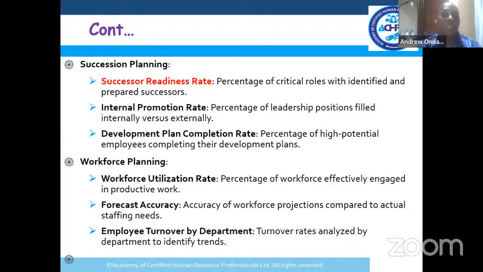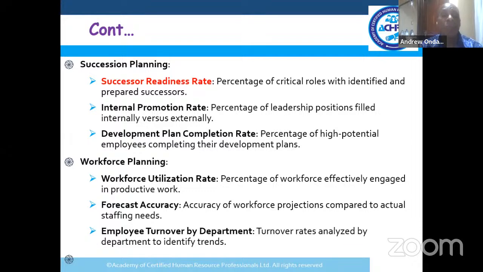Another aspect of succession planning is development plan completion rate. How many employees are completing their development plans? I want to believe that in our organizations, there are individual development plans where people document the kind of training and development areas that they may wish to acquire skills and knowledge in.